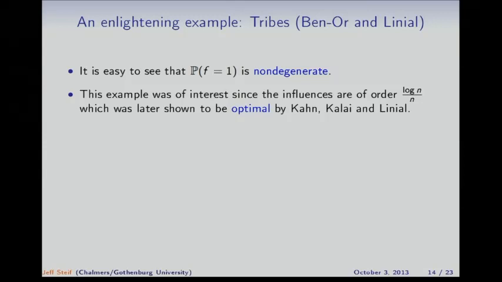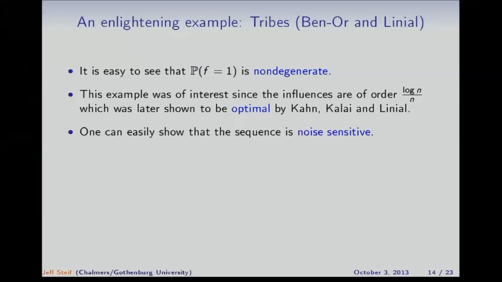And they asked in the original paper, is it the case that maybe for every Boolean function, there's always some variable whose influence is order log n over n? And that was shown later on to be true by Kahn, Kalai and Linial. So this log n over n is sort of optimal for that question, but that's not so related to the talk. It's easy to see this is noise sensitive.